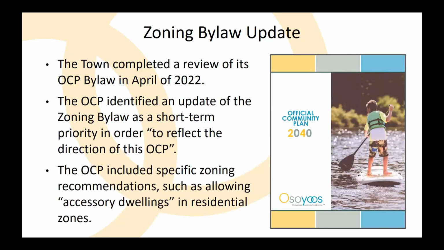So in 2022, the town adopted its new official community plan, and the OCP identified a number of implementation projects to support the goals and objectives within the OCP, one of which was an update of the zoning bylaw. In addition to an overall broader review of the zoning bylaw, the OCP also included a number of references to specific changes that should be enacted within the zoning bylaw if a new one was adopted. One of which I've referenced here in the PowerPoint is increased flexibility around accessory dwellings in residential zones.